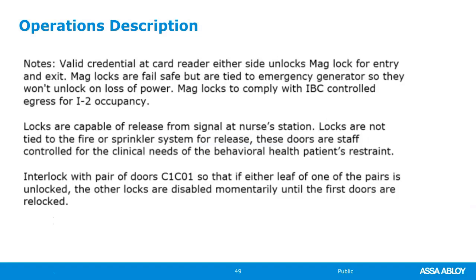If it's behavioral health or infant protection, depending on your version of the IBC, there is an exception that says that the locks do not have to drop on loss of power and can be tied to the emergency generator system. That's only in behavioral health or infant protection, and only for IBC 2015 or later. If you're on an earlier version of IBC, then you would have to make sure to get written permission from the AHJ for this. And this is why we write this operations narrative, so the AHJ can review it.